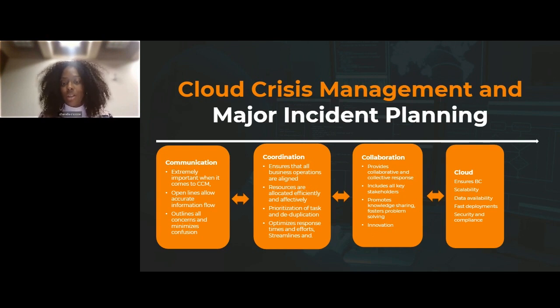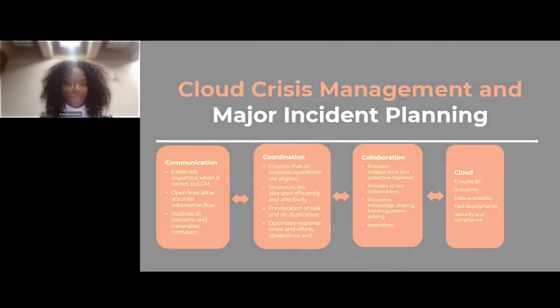And putting information in the cloud ensures business continuity, scalability, data availability, faster deployments, and it also helps your organization comply with security and compliance rules.